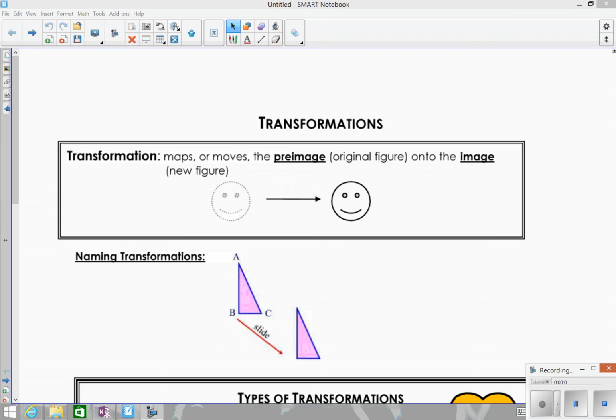In this next unit, we're going to talk about transformations. So the first thing I want to do is just review what transformations are. You've already talked about them in middle school, but in geometry, we're going to review that, and then we're going to go further in depth with them.